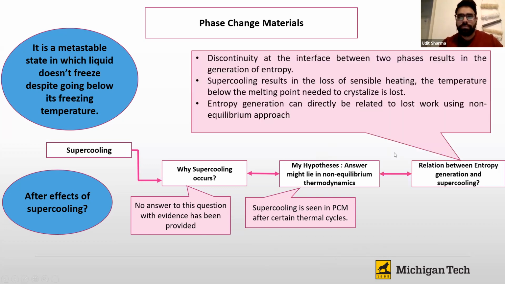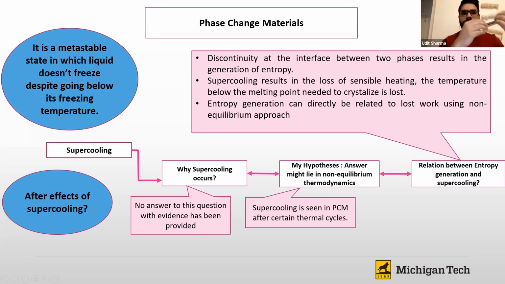Next. So here, what I am trying to do is relate two things, the entropy generation with the supercooling. When you look at the interface of any material, either during evaporation, condensation, or during solidification and melting, you will see that at the interface there is an inconsistency. There is an interfacial layer, and there is excess entropy generation at that point.